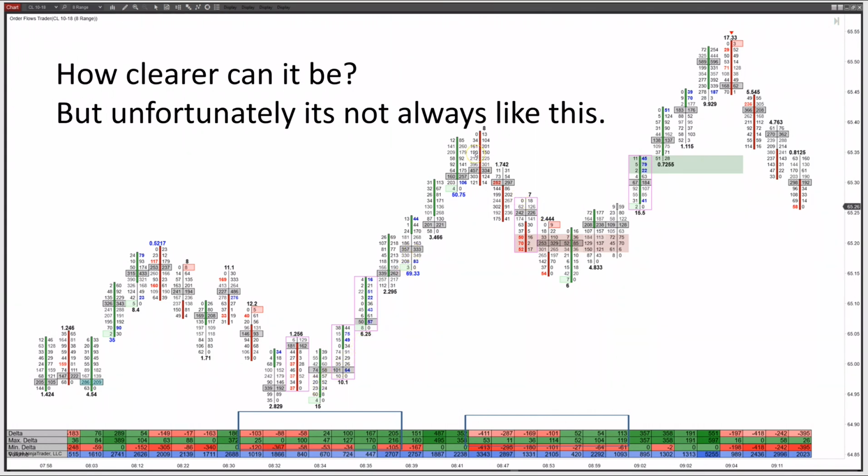And the same thing up here. Aggressive selling getting weaker on the way down: minus 411, minus 287, minus 169, minus 101, and then positive 52, 54, 113 as we start rallying back up here. So you can see we're coming down, delta's getting weaker, start rallying, delta's getting stronger. Now again, I wish every chart was as clear as this, but just forewarning, don't expect every chart to be as clear as this.